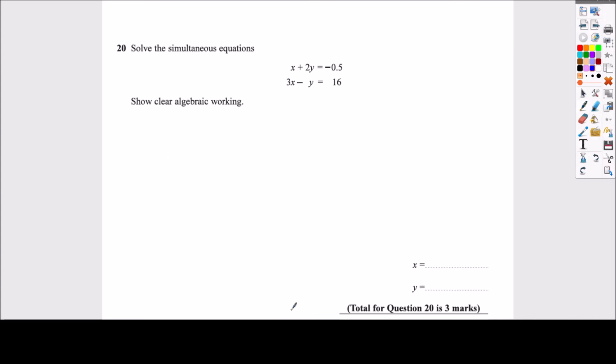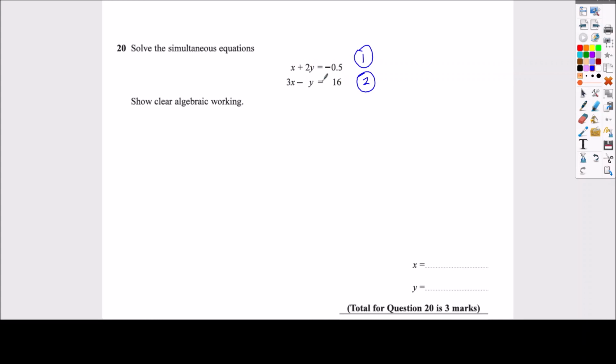Question 20. Now, in order to eliminate either x or y, we need to line up either the x's or the y's. So let's call this equation 1 and this equation 2. Now, if I was to double equation 1, that would be no good. If I was to triple equation 1, if I was to times everything by 3, I would then have 3x as part of that equation. That would line up the second one.